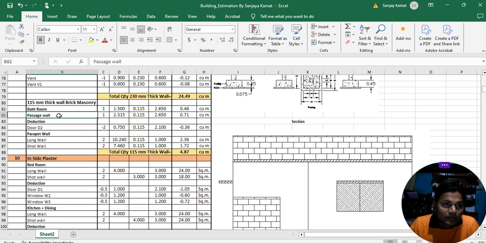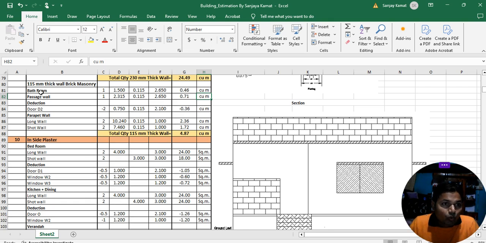Similarly, you work for the passage wall. We have to make only one passage wall. So the length we are going to take for the passage wall is 2.315 meter, and the breadth we are going to take is 0.115 meter, and the depth we are taking for the passage wall is 2.650 meter. Again we got the four values, multiply all four, then you will get 0.71 cubic meter, okay?